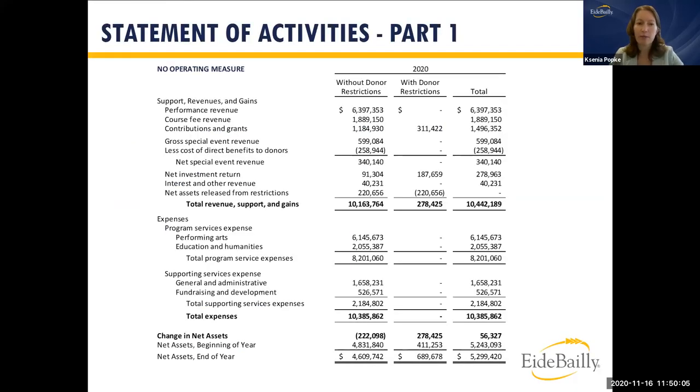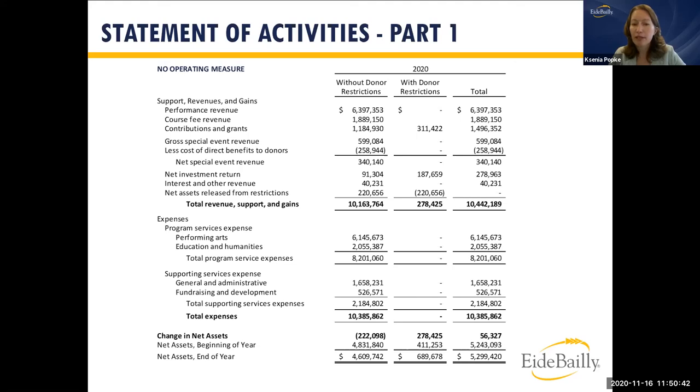This particular example, and I hope you could see all these numbers, these slides have been made available to you and you could look at it on your own time. But this particular presentation is called a statement of activities without an operating measure. And what that means is that the presentation here lists all of your revenue, support, and gains at the top of the statement, followed by all of your expenses coming to the end of the net income for the year or change in net assets.